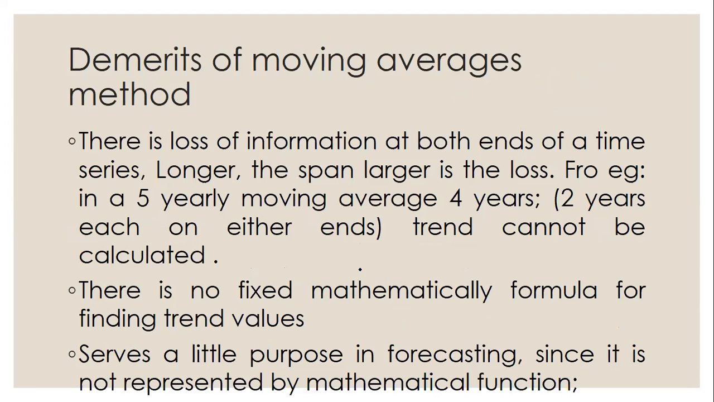Now coming to the demerits of moving average, we saw the advantages. It is easy to understand, simple to calculate, and very flexible on the graph sheet. Now coming to demerits: there is a loss of information at both ends of the time series. The longer the span, the larger the loss. If you observe in the problem, we first leave out the first year's moving average data and the last year's moving average data.